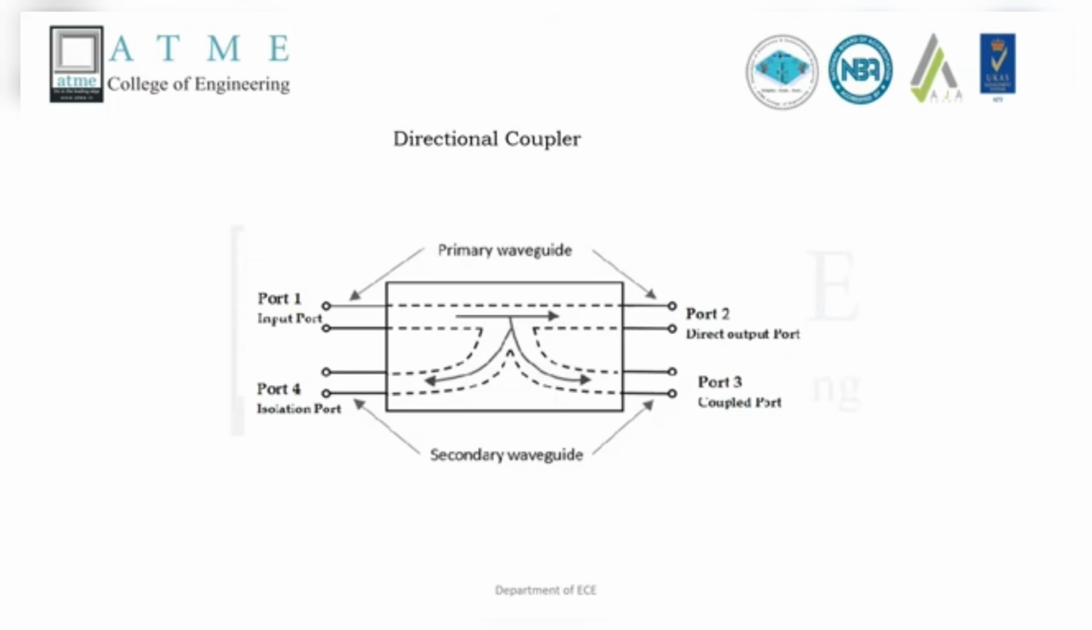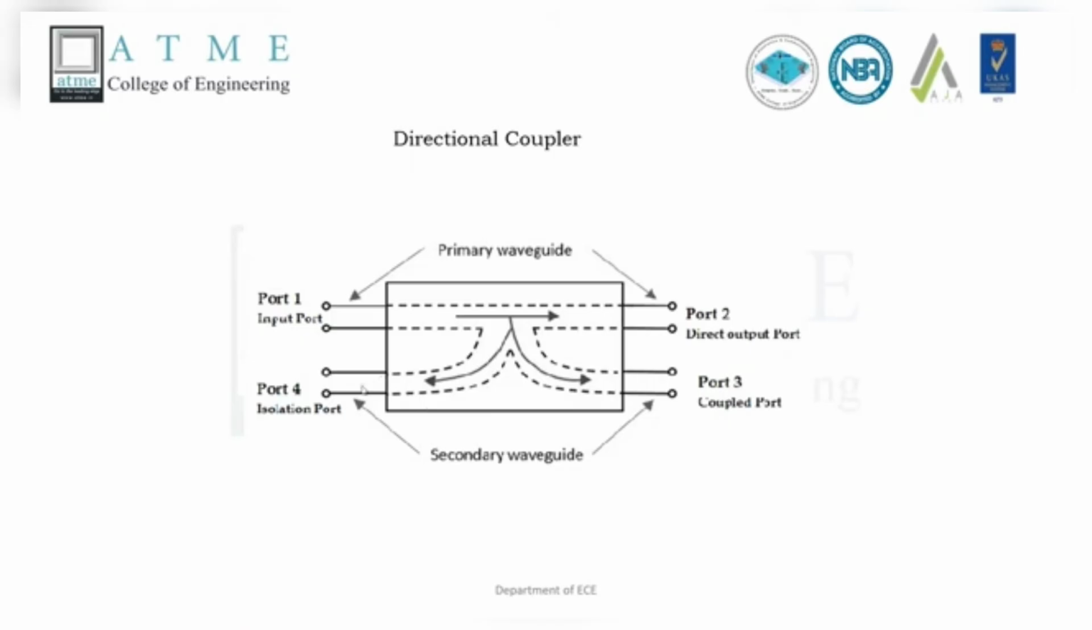The property of an ideal directional coupler is that all the terminations are matched to the ports. When power travels from port 1 to port 2, a portion of it gets coupled to port 3 but not port 4. So this is how it works, and as it is also a bidirectional coupler, when the power travels from port 2 to port 1, a portion of it gets coupled to port 4 but not port 3.